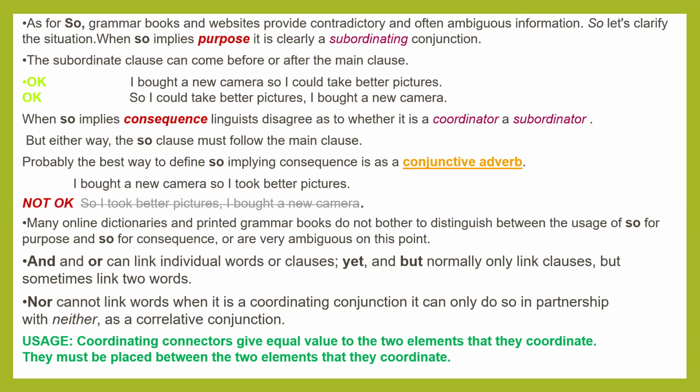Now about "and" and "or". And and or can link individual words or clauses. When we are using the coordinating conjunctions and and or, both of these can link individual words or phrases. They are used to link individual words or clauses. Yet and but normally link clauses.